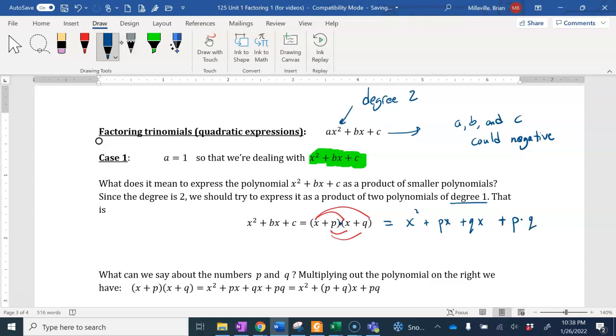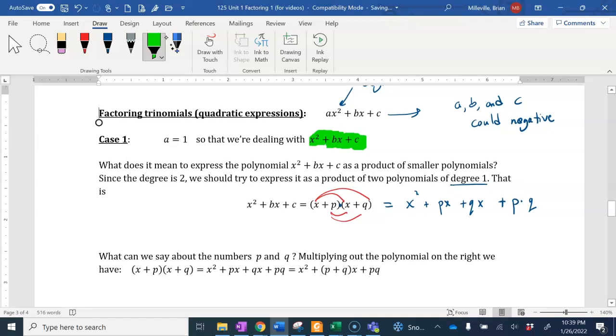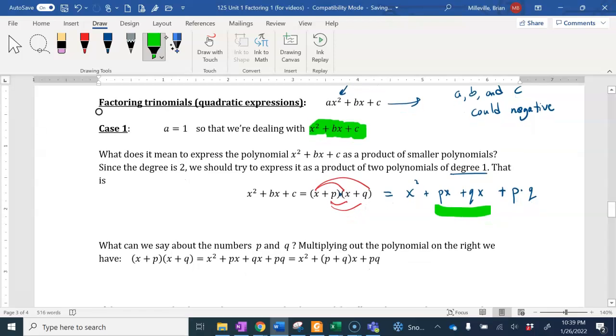I've done this in the next step, typed out, but these are like terms right here. We can add them together by just adding the coefficients. So when we did the multiplication, what we're left with is x squared plus the coefficient of x, which is p plus q, and then the constant term is p times q. Now, how is that going to equal what we started with originally? We want this to equal x squared plus bx plus c.